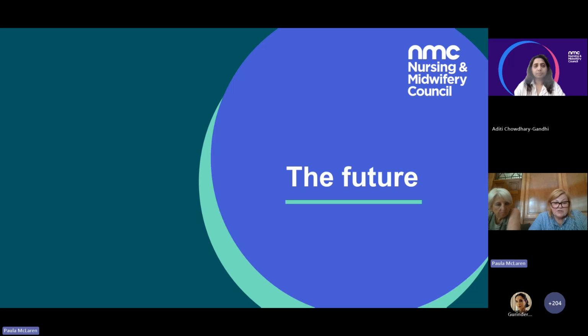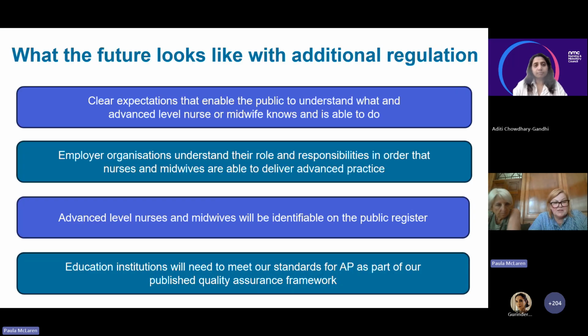So what does the future look like? Once we get to additional regulation, what we hope the future will look like is that there's clear expectations that enable the public to understand the role of an advanced level professional, nurse or midwife, what they know and what they're able to do. That employer organisations also understand our expectations and their roles and responsibilities in delivering advanced practice and supporting ongoing competence and capability of their advanced practice workforce. Advanced level nurses and midwives will be identifiable on the public register, and at the moment that looks like an annotation, but there are opportunities for what that might look like. But what we are clear about is that individuals are recognisable and identifiable on that public register.